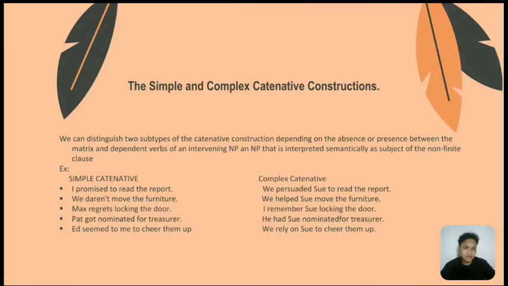Okay, next, the simple and complex catenative construction. So there are 2 types of catenative construction. There's a simple catenative and a complex catenative. We can see the difference between simple catenative and complex catenative by seeing whether there is an intervening noun phrase in the sentence. If you look at this example, I will take example number 3. Max regrets locking the door. In this sentence, there is no intervening NP.